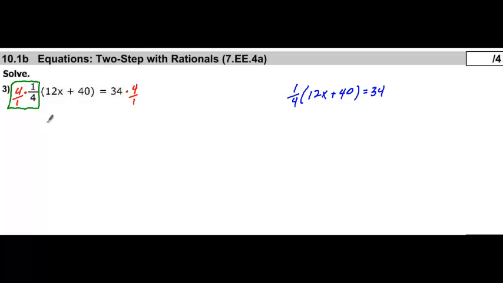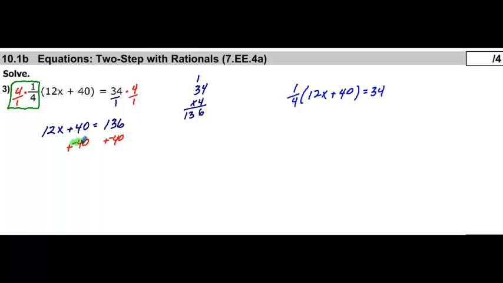So when that becomes one whole times 12x plus 40 is 12x plus 40, and that equals 34 over 1 times 4 over 1, so that's 34 times 4, 16, carry a 1, 12, 13. So that equals 136.